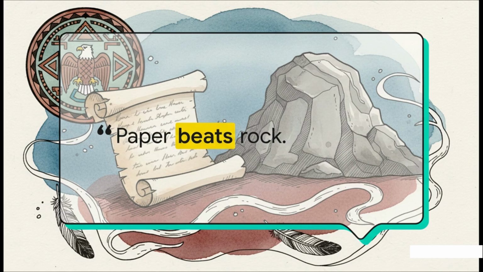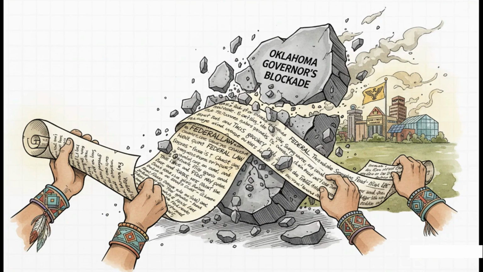Sometimes asserting your sovereignty isn't about physical protest. It's about legal strategy. You know that old saying, paper beats rock? Well, in 2019, the governor of Oklahoma tried to stop tribes from renewing their gaming compacts. So several tribes banded together and sued him, arguing his move broke the federal Indian Gaming Regulatory Act. And you know what? The federal courts sided with them. In this fight, the paper, the federal law, was the key to a major victory.